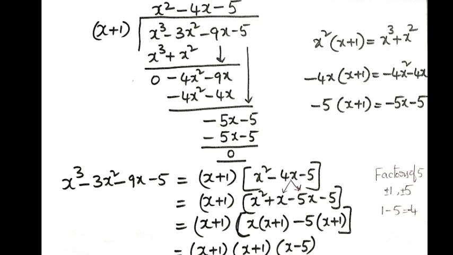This can be written as x plus 1 into x square minus 5x plus x minus 5. In first two terms take x common, then x into x minus 5. In last two terms take 1 common, then 1 into x minus 5. Then take x minus 5 common. Therefore, the three linear factors of given polynomial are x plus 1, x plus 1 and x minus 5.